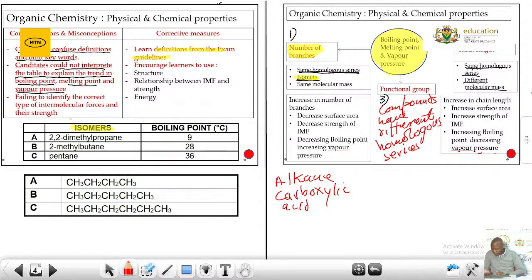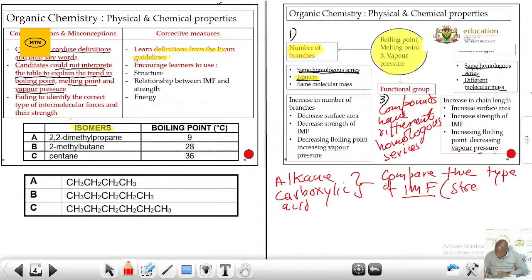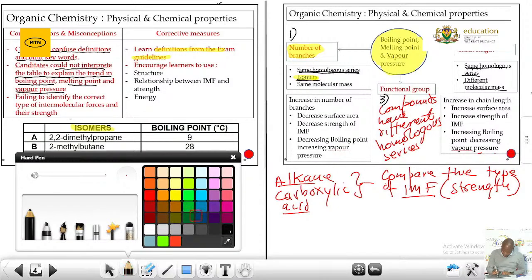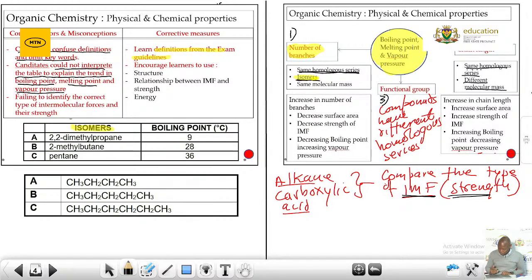And the fact that they belong to different functional groups basically says I now need to compare what? The type of intermolecular forces, focusing more on the strength of intermolecular forces. So I will say compound A, which is an alkane, has London forces. Compound B, which is a carboxylic acid, has London and dipole forces, but the strongest one in this instance will be a hydrogen bond. Because of that, I need to compare the strength of intermolecular forces and conclude that carboxylic acids are stronger than alkanes.